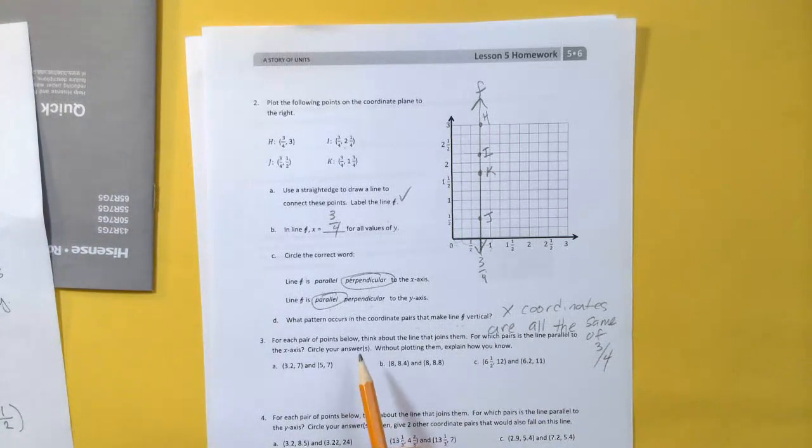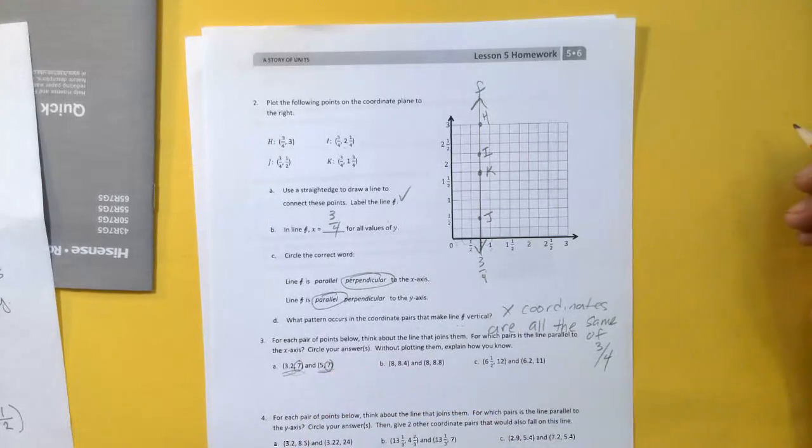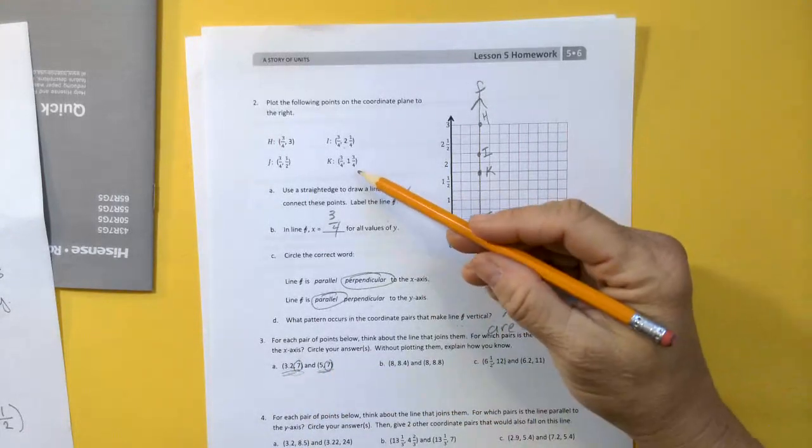All right, for each pair of points below, think about a line that joins them. For which pair is the line parallel to the x-axis? Circle your answer. Without plotting them, explain how you know. So we look at this and we see 3 and 2/10 and 7 and 5 and 7. So what do they both have in common? Sevens.